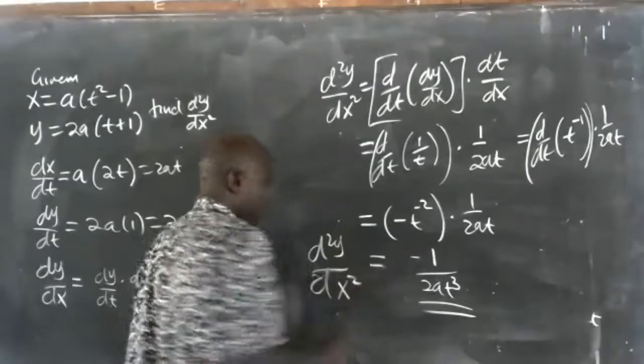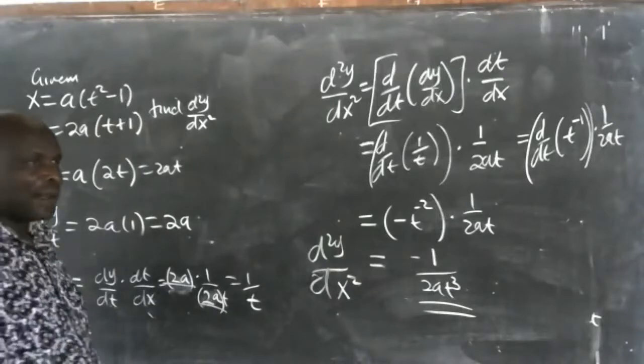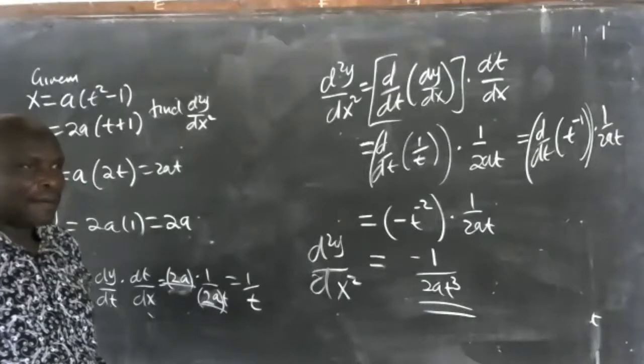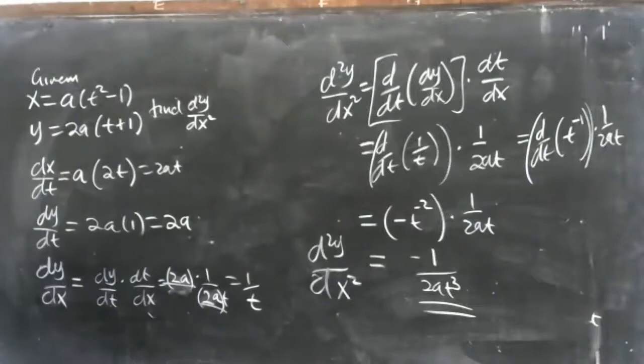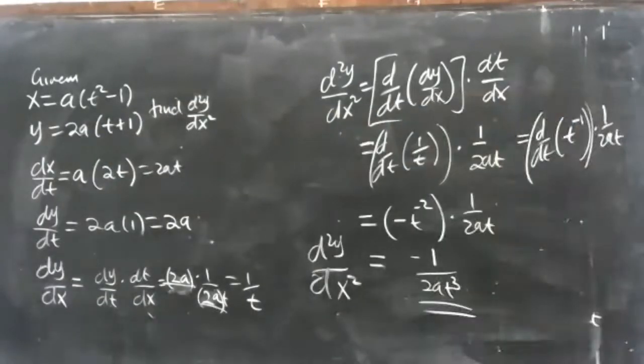That's what you have got? Is it okay, ladies? Negative 1 over 2a t cubed. Eh?